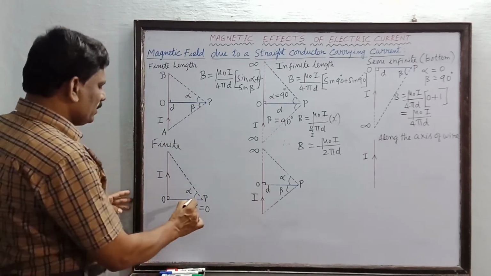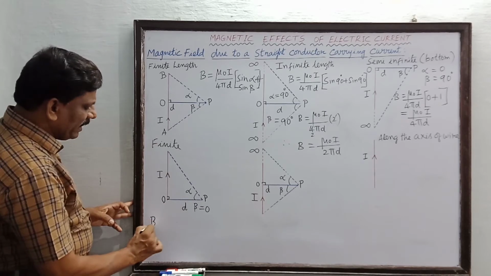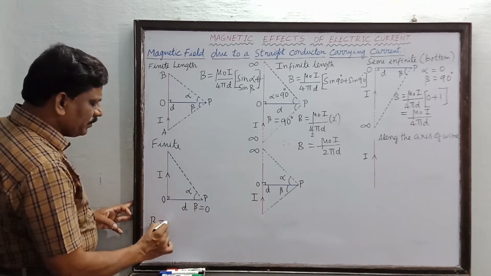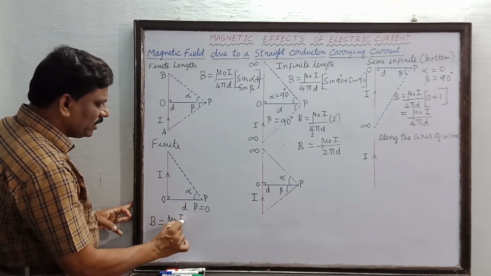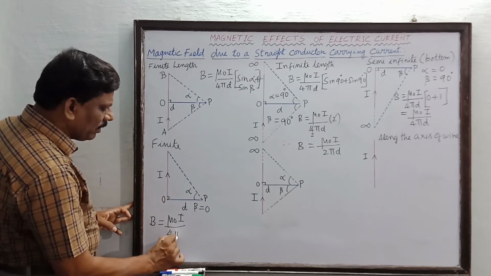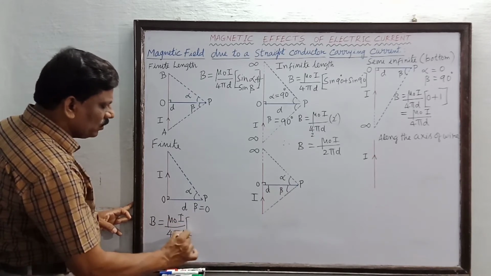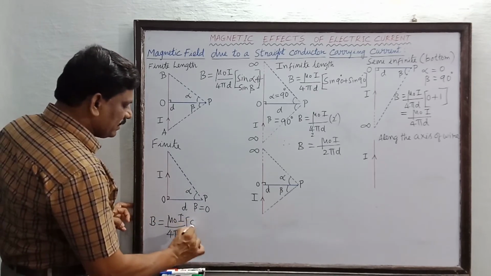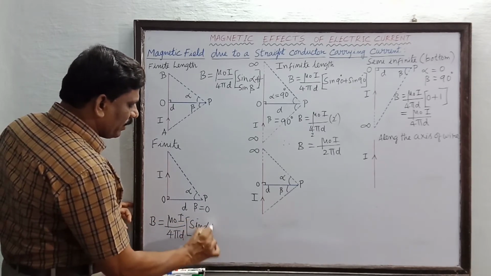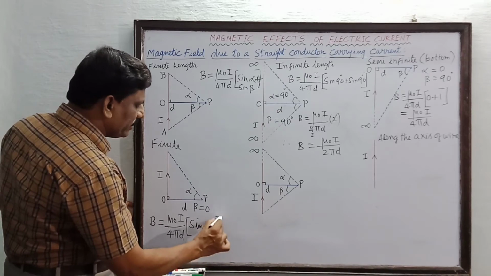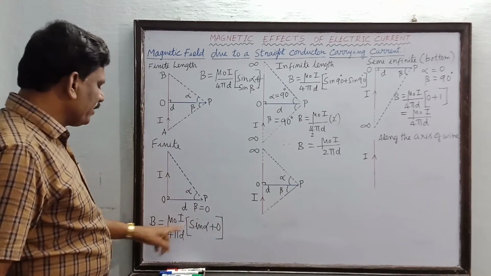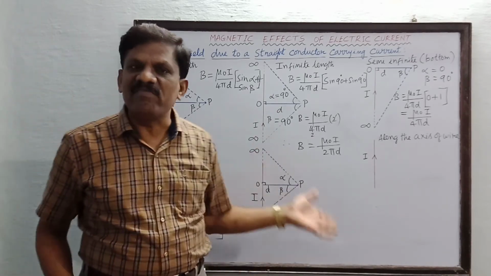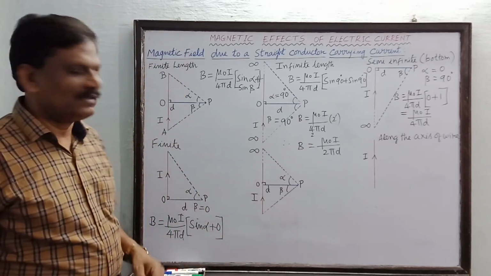So here, what is the magnetic field B at the point P? This must be equal to mu naught into I divided by 4 pi d into sine alpha plus sine beta. Is it not? Sine beta is 0. So it is mu naught I by 4 pi d into sine of alpha. This is another expression.